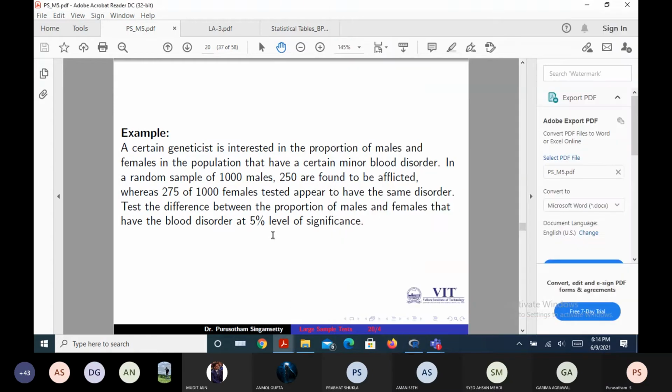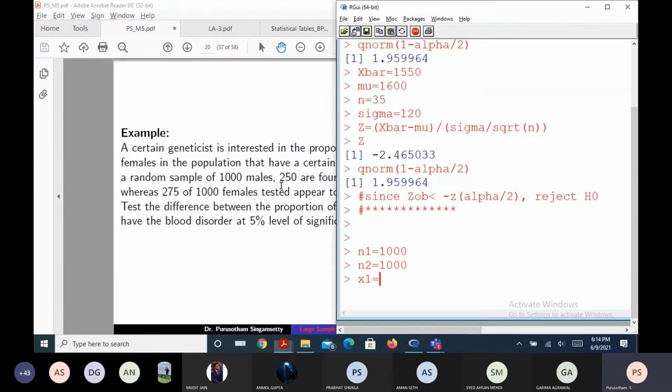In males, how many people are affected with that disease, or having a blood disorder? 250 males, out of 1,000 males. So the number of males having that disorder is 250, and the number of females having the similar kind of disorder is 275.